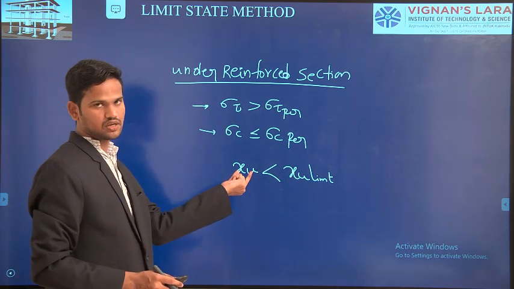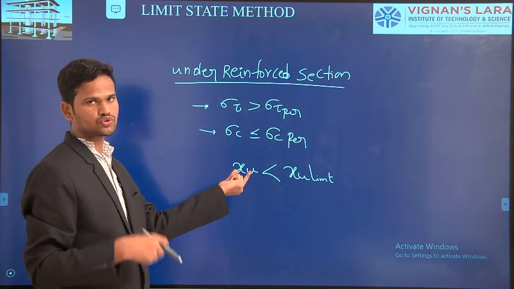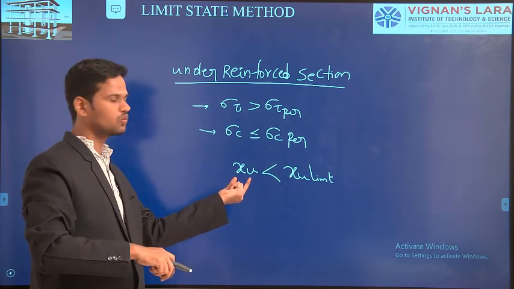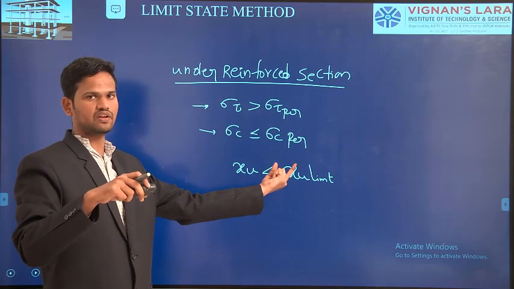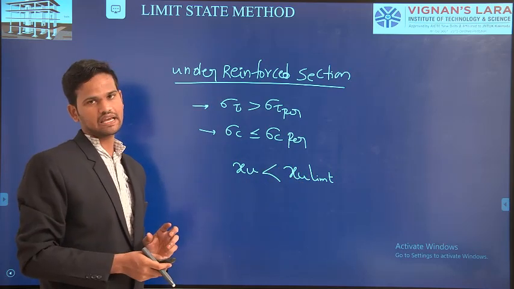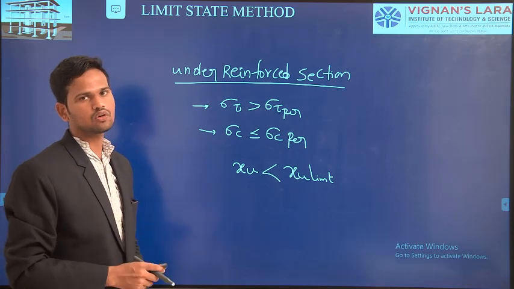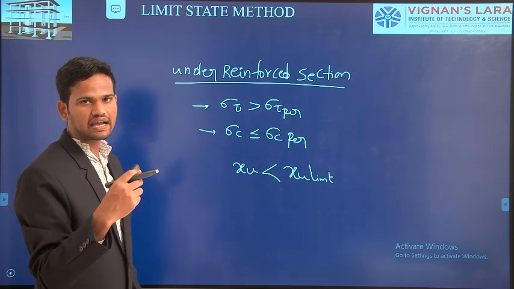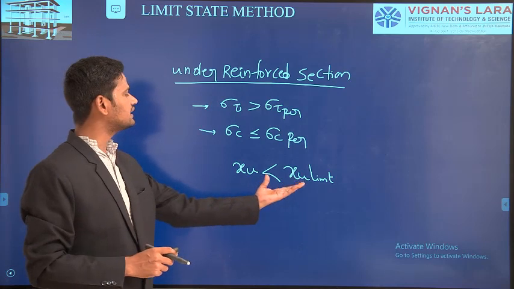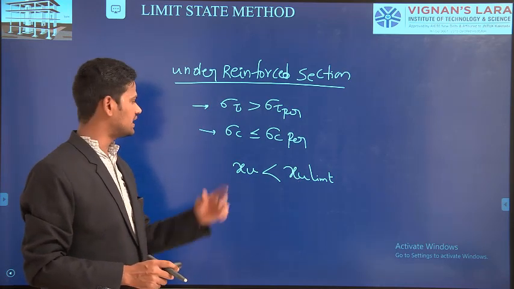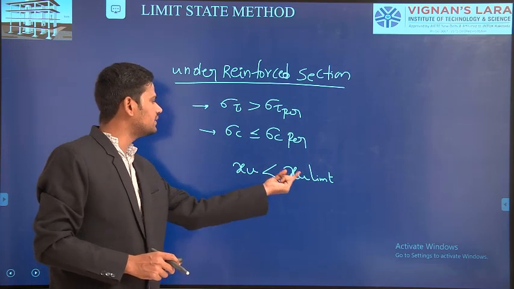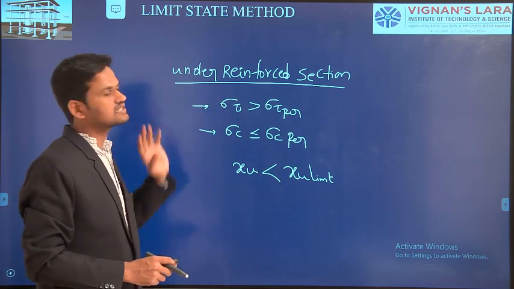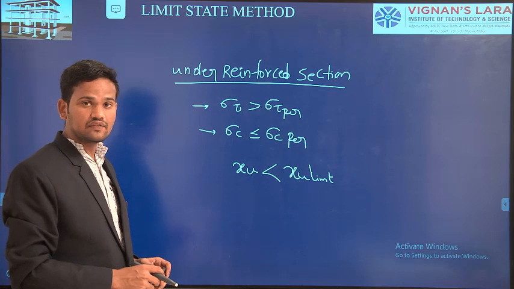For the actual depth of the neutral axis, we take the total compressive force and total tensile force, and calculate Xu. Again, for Xu limit, whether you take Fe 250 grade, Fe 415 grade or Fe 500 grade, we calculate Xu limit as k d. Based on the grade of steel, the Xu limit value may change. The actual depth of the neutral axis we are providing will be less than the Xu limit.